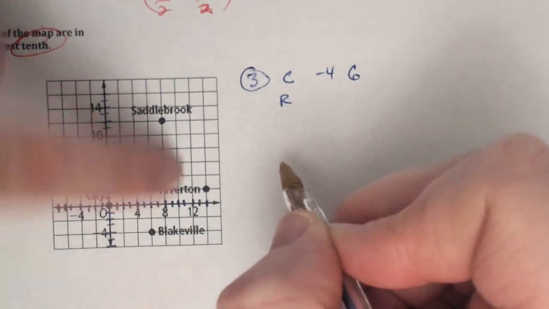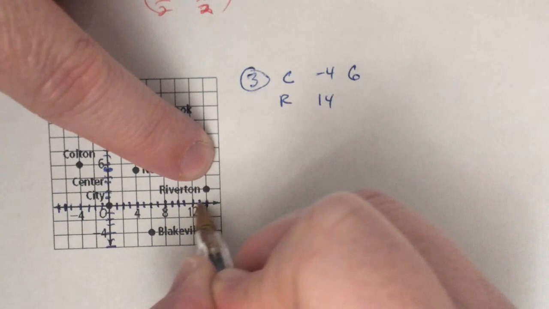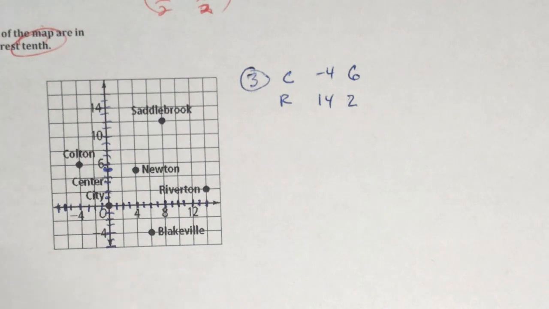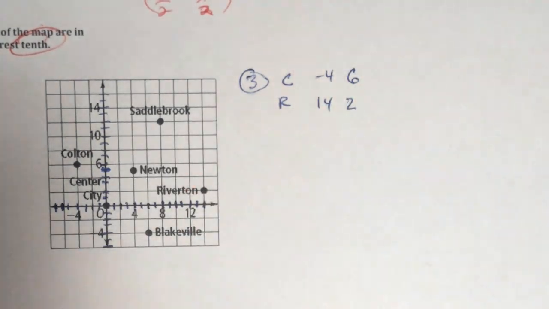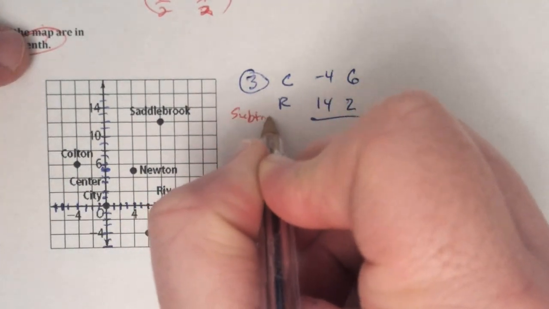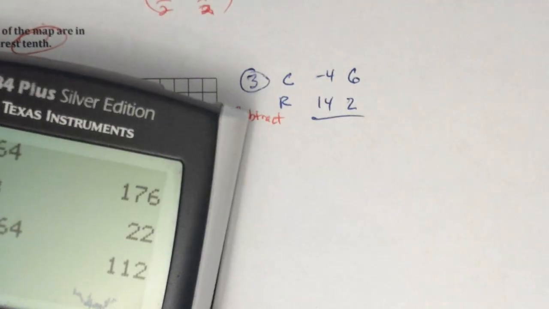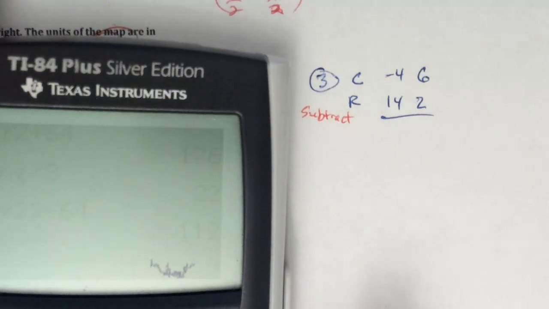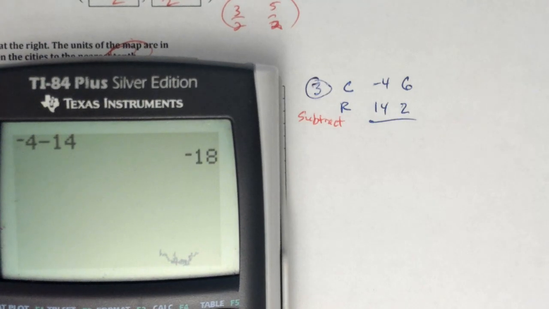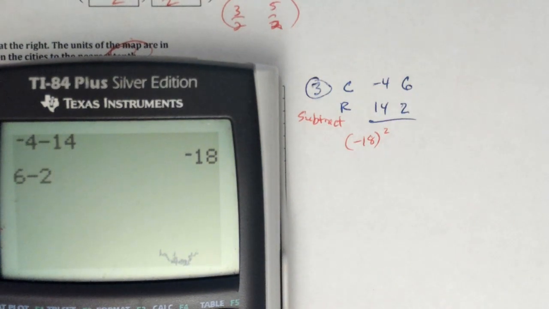All right, Riverton is right here. So Riverton, that is 12, 13, 14. And then I have to go up. So that's 1, 2. So at this moment, what we're going to do is we're going to subtract these. So in my calculator, just so you can see what's going on in my head, we're going to -4 minus 14, and we pop out with -18, and then 6 minus 2, and we get 4.